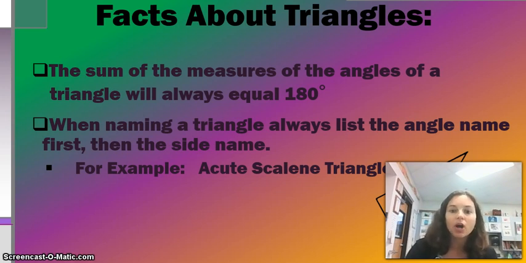When naming a triangle, always list the angle name first and then the side name. For example, you would have an acute scalene triangle, or an acute equilateral triangle, or a right equilateral triangle.